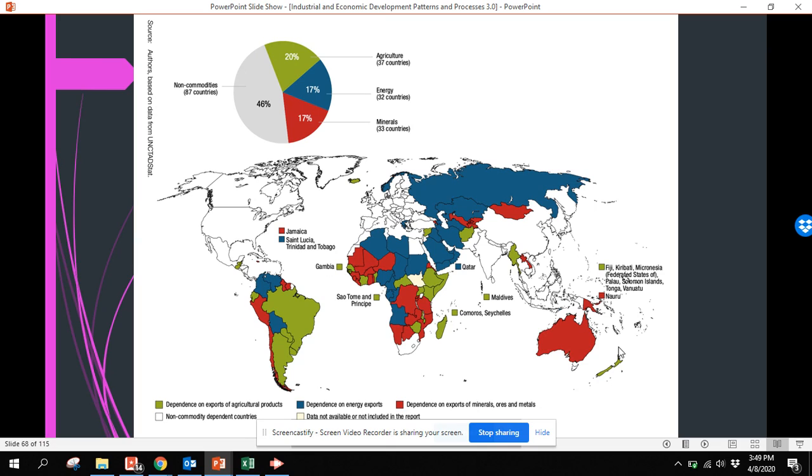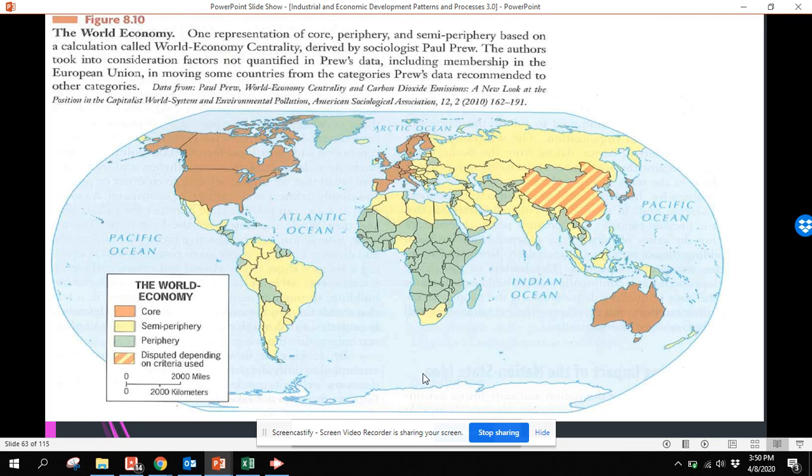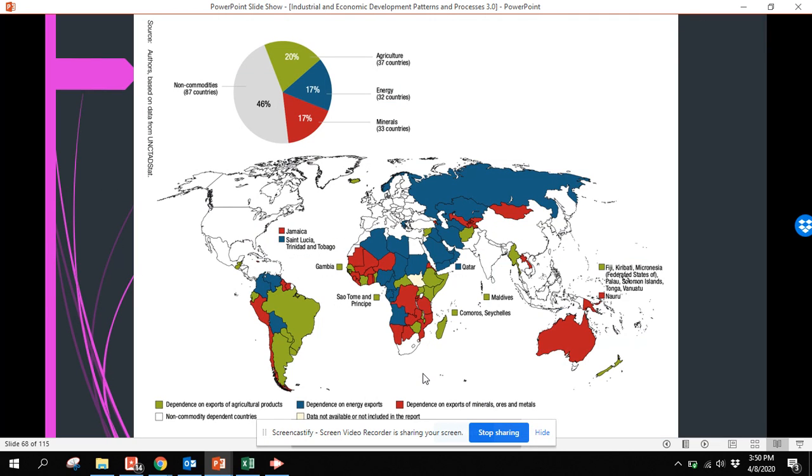Look here at places that would be considered commodity dependent. Green is dependent on agriculture exports, blue is on energy exports, and red is on the export of minerals. It's a lot of countries. But if you think about it, if you compare this one to core countries of the world, core and the kind of places that are not commodity dependent have a lot of similarities.